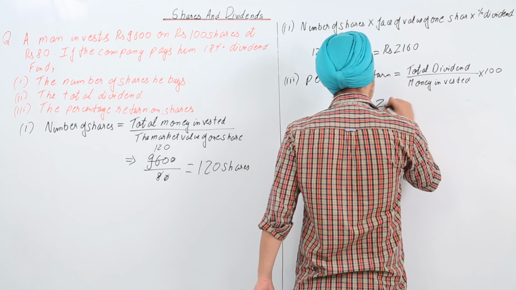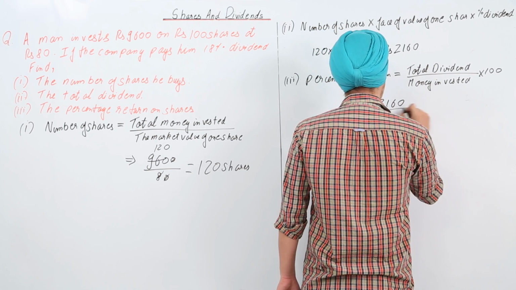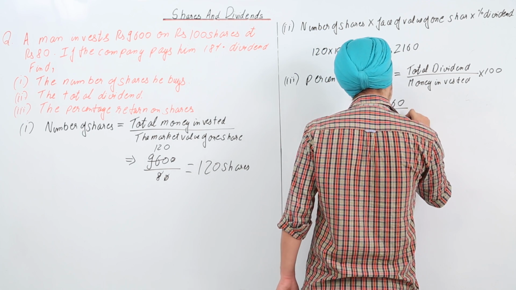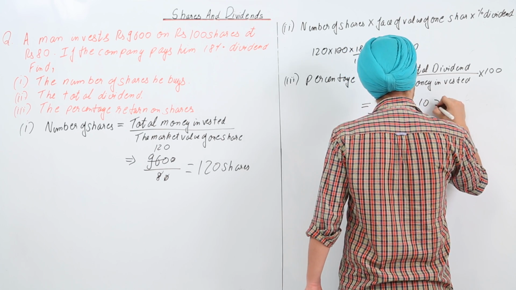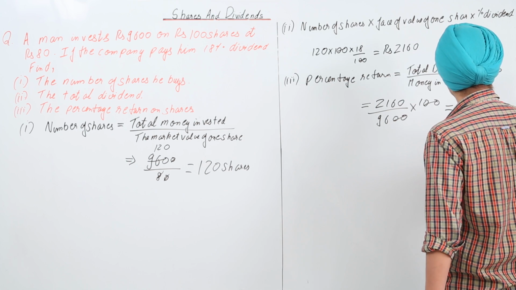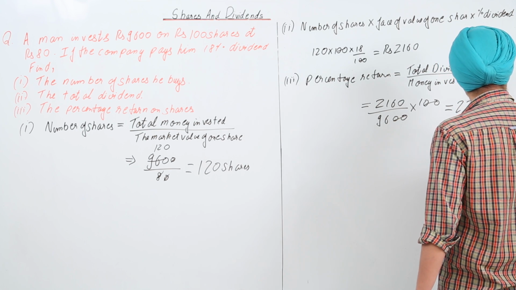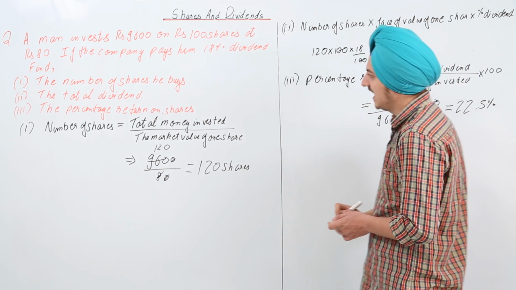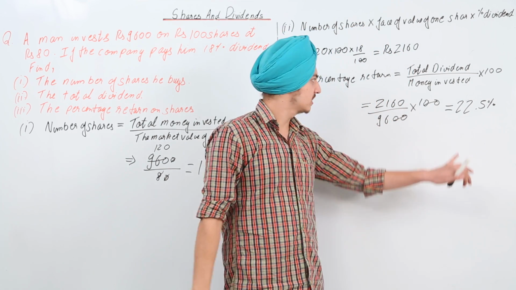So we have 2160 upon 9600 into 100, which gives us a value of 22.5%. Now this is the percentage return for this question.